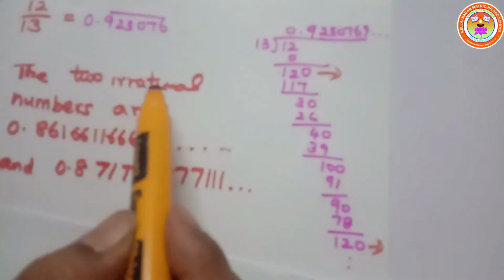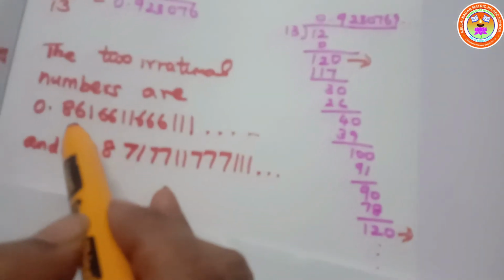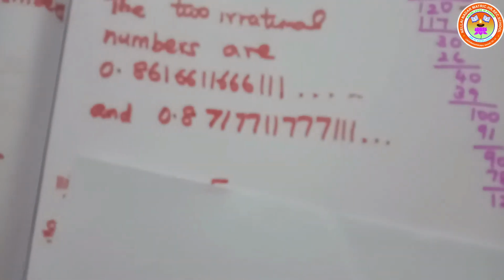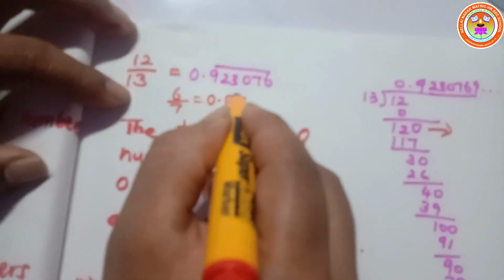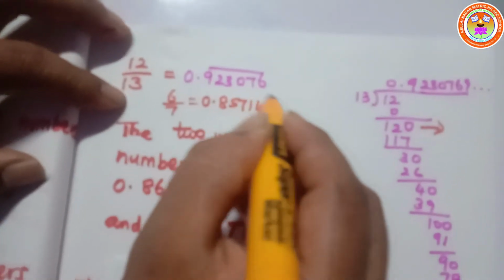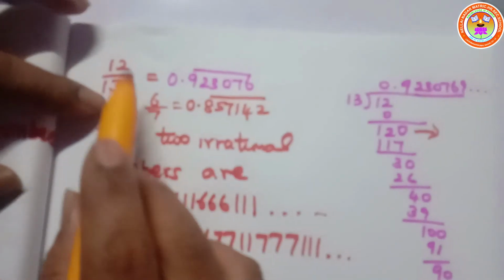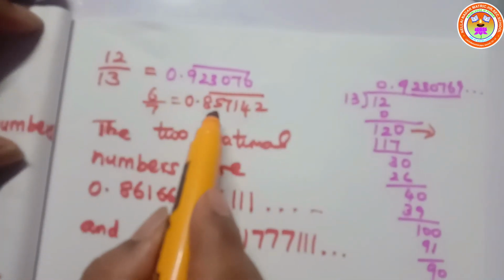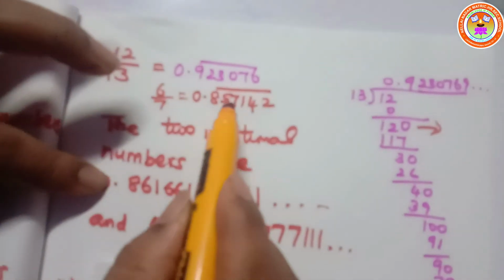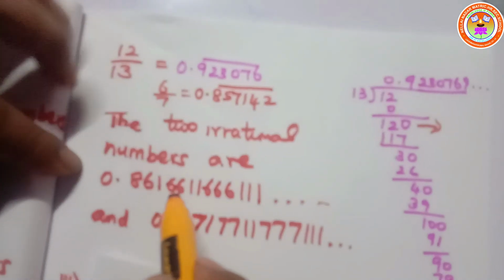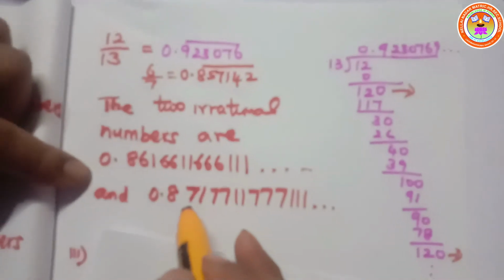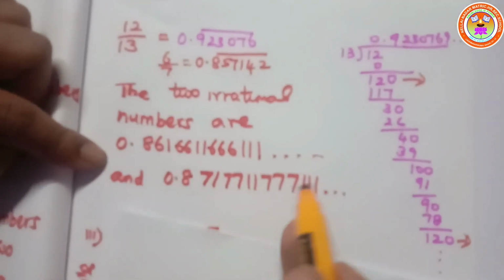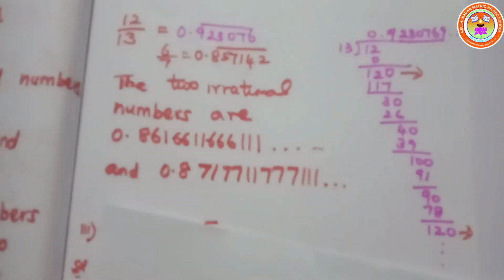So the two rational numbers are, you write 0. See children, one is 6 by 7, you got 0.857142, right? And 12 by 13 as this, so I can write 0. Instead of 57, I can write 61, 661166, any number you can write, up to 0.8717, next number, like that. Okay, now the third subdivision, children.